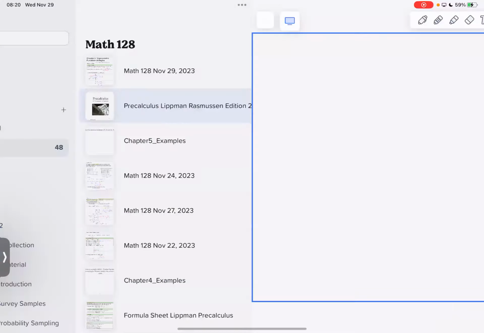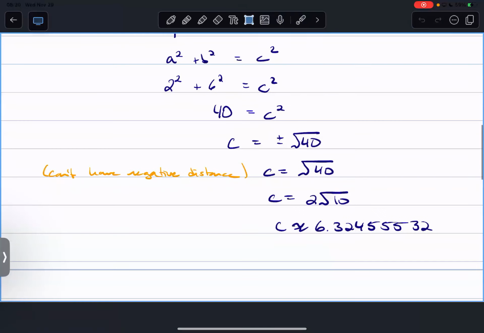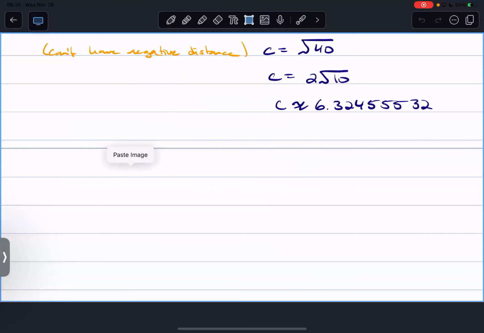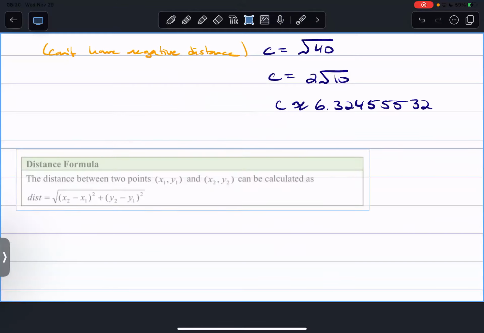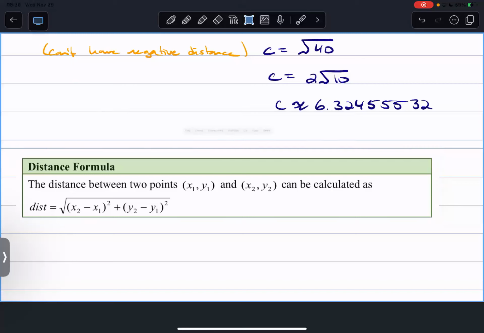Or we could use the distance formula, which is just the Pythagorean theorem reworked in terms of the distance c. So we don't really need this distance formula, but it's nice to have. So let's just confirm.